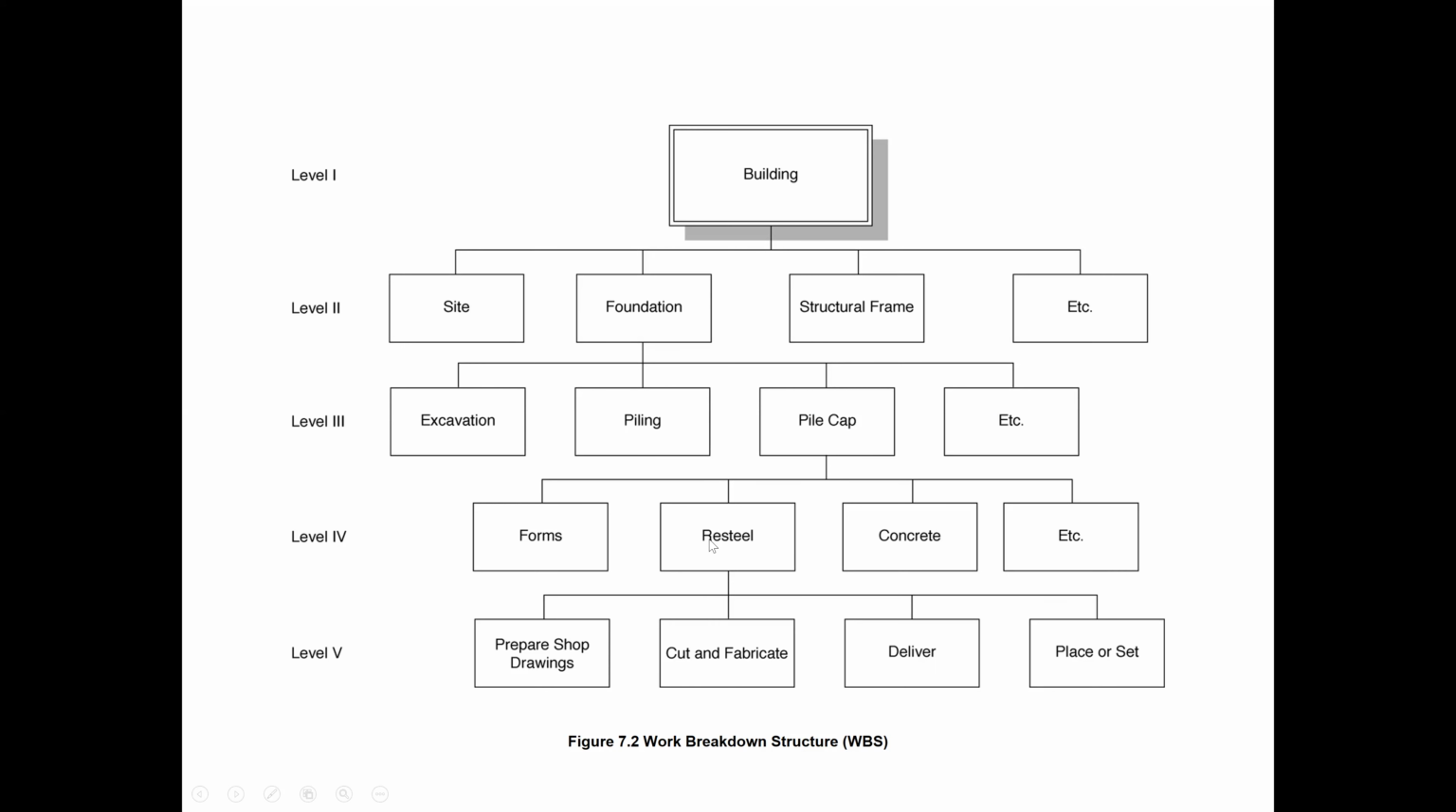So here the re-steel is related to the pile cap. It's not related to the piling. Okay, we cannot connect this line between piling and re-steel. This is what we mentioned in the previous slide. So think about how we will break down our structure into smaller work packages. It's very important to prepare the schedule; we should have a good work breakdown structure.